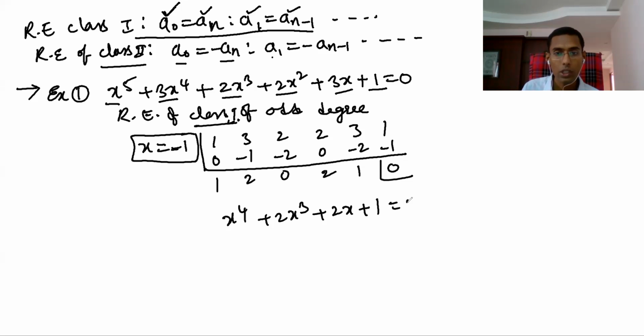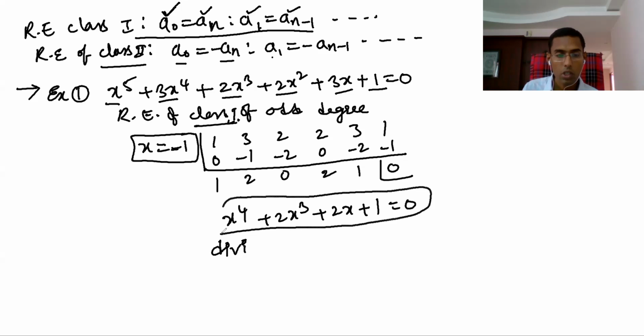So how do you solve this equation? I told you this process is there. This is a reciprocal equation. If you divide a reciprocal equation by the factor x plus 1, again you get a reciprocal equation only. Now divide by x square on both sides. What do you get if you divide?